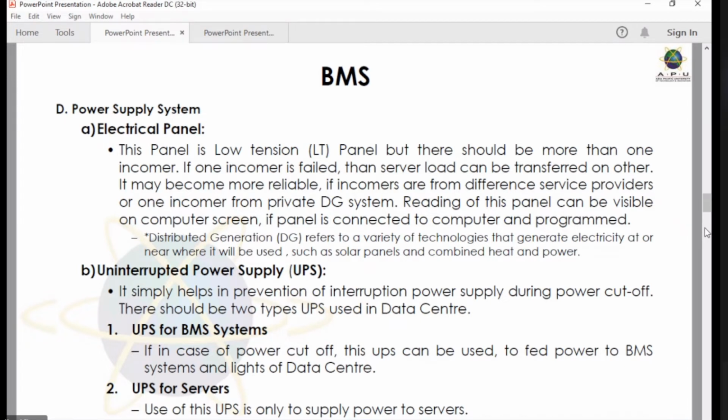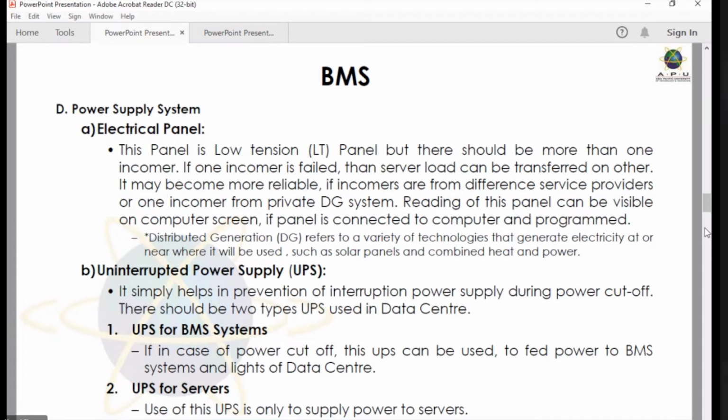Low voltage, but there should be more than one incomer, भनेको multiple feedsहरू भयो भने अथवा multiple sourcesहरू भयो भने, if one incomer is failed then server load can be transferred to another. जस्तै यसको केसमा दुईटा फरक युटिलिटी पनि हुन सक्यो अथवा एउटा युटिलिटी र एउटा जेनेरेटर पनि हुन सक्यो. ओके, सो दिज आर टु डिफरेन्ट सोर्सेस. इनकमर भनेको मतलब सोर्सेस हो है.